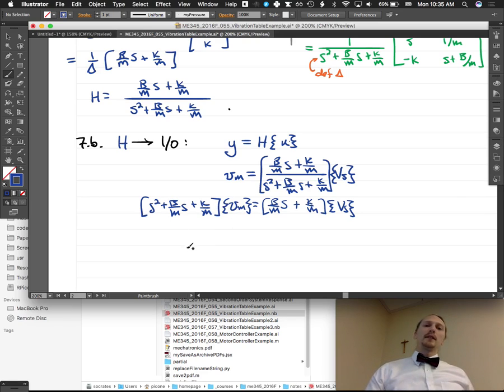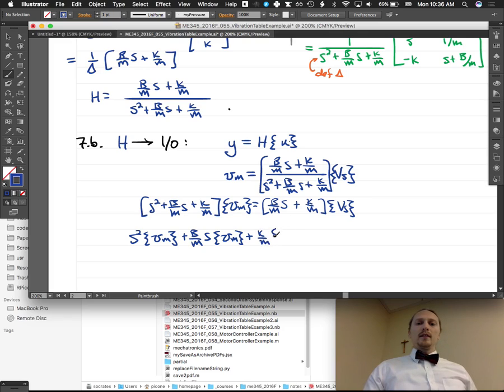So you can distribute the Vm so that you have S squared operating on Vm, plus B over M, S operating on Vm, plus K over M, just the scaling operator operating on Vm, equals B over M S operating on Vs plus K over M operating on Vs.